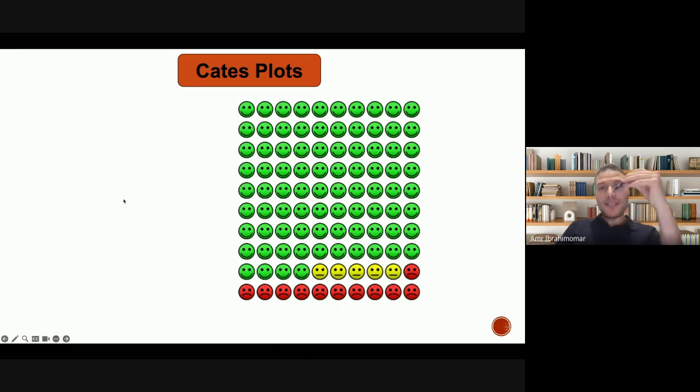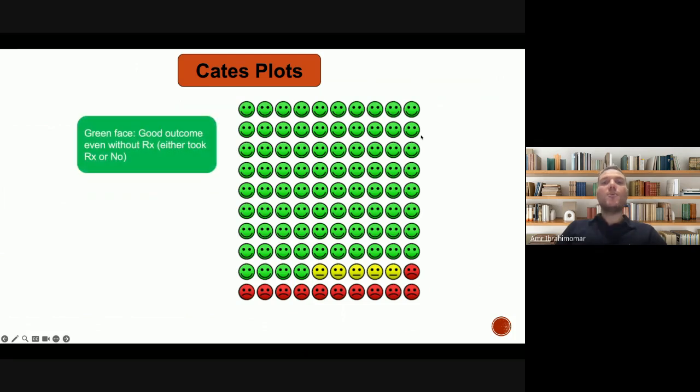The green faces tell you those people are very lucky. They will not have a heart attack, they will not have a stroke, they will not have cancer, they will have a good outcome if they took the medication. If they didn't take it, it doesn't matter. So these people will have a good outcome all the time. The green faces.